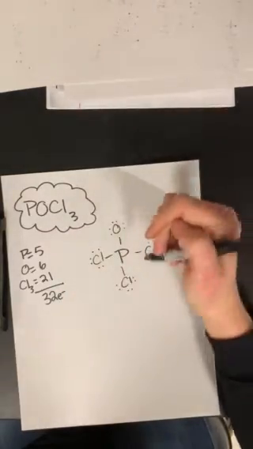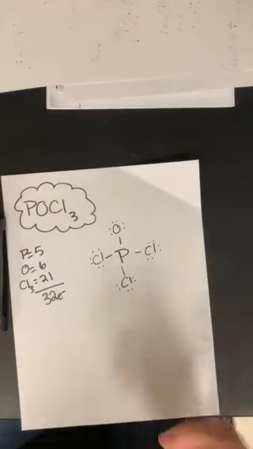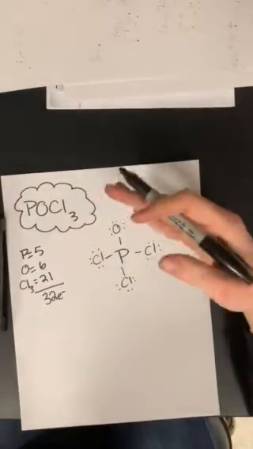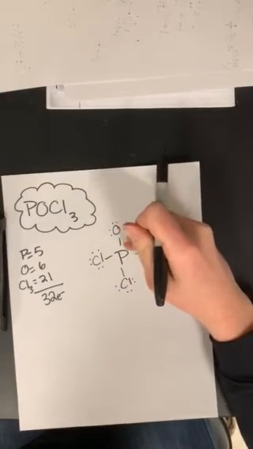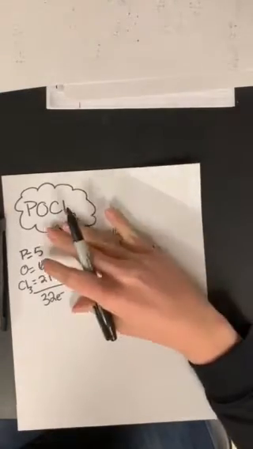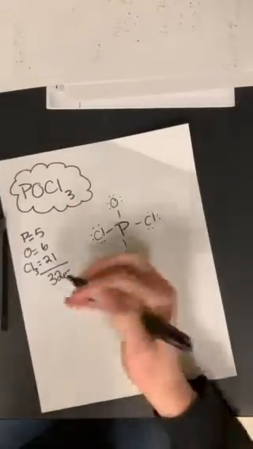Now, evaluate your octets. That's your next step, okay? Make double or triple bonds if needed. Only if somebody doesn't have an octet already, okay? Chlorine has an octet, oxygen has an octet, phosphorus has an octet. No double bonds are needed here, so we can go on to calculating our formal charge.